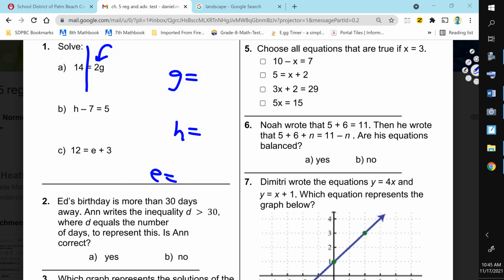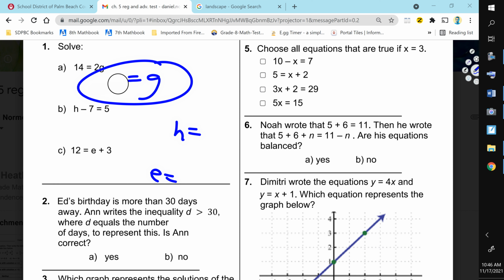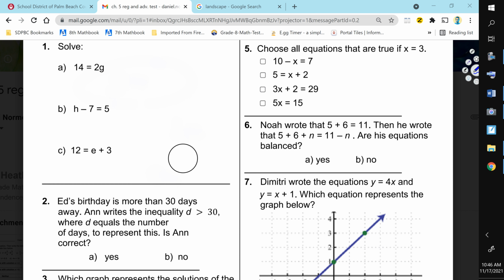But the way that you get rid of it is asking yourself, well, what's the opposite of that when it's side by side? Well, side by side, if you remember, means multiplication. So you got to do the opposite of times 2 to both sides to get the variable by itself. And when you do, you actually might want to write your number equals G. That's actually fine. And if you put G first, whenever you get the answer, that's also fine as well.